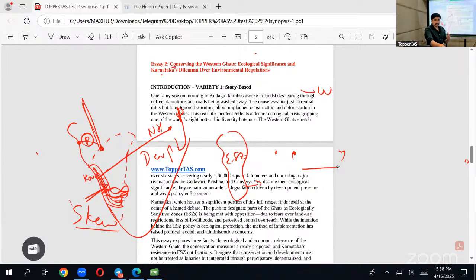Then comes the last part, that is the conclusion. What can be your conclusion? Conclusion should always ensure ecological as well as developmental balance. Balance both. Karnataka should again come in here. Karnataka's dilemmas can be overcome whenever there is involvement of locals, whenever scientific evidence is followed, and also government guidelines are brought only after consultation with all the layers of government. This is how the policy should be. This will make the policy long-living and sustainable, and also we can conserve the Western Ghats in a more effective, more practical way. This is how the essay should end. Hope you got an idea. So this is how you should write the essays.